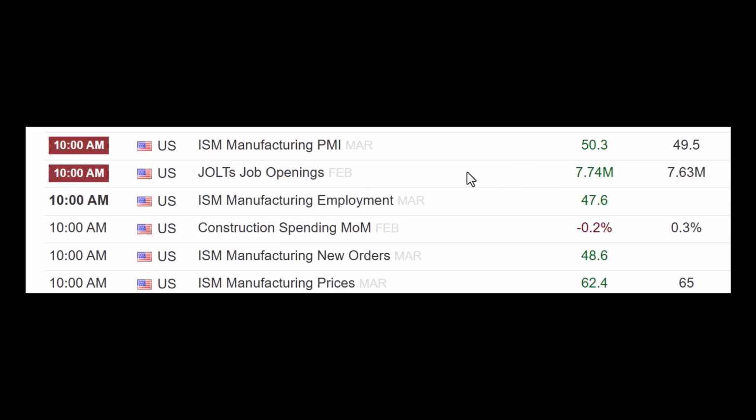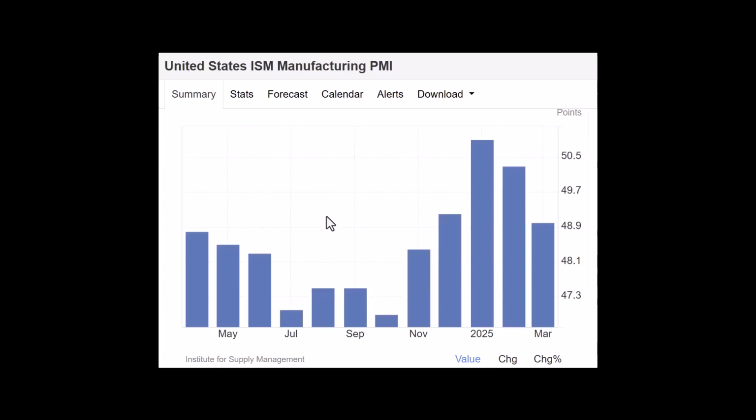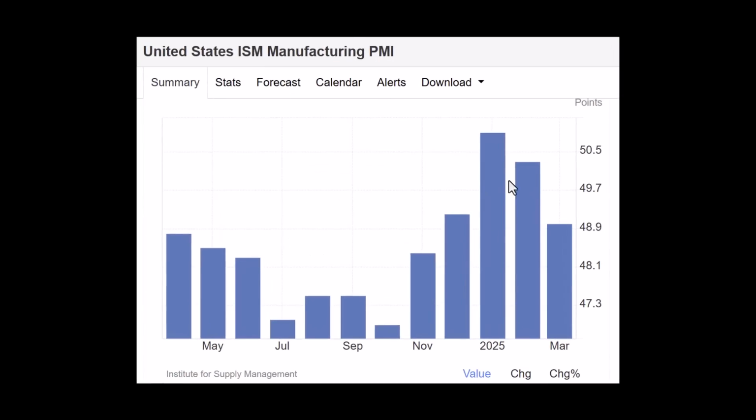And the JOLTS came in lower than expected as well. But I just want to show you that this is what we were looking for today. Let me show you on a chart. But the JOLTS came in a little bit lower, but the problem really was the ISM. So when we look at this chart of ISM manufacturing, we can see that we were over 50. Then we got right to that 50 level, started breaking down below it. And then obviously you're seeing the turn that's starting to happen here.